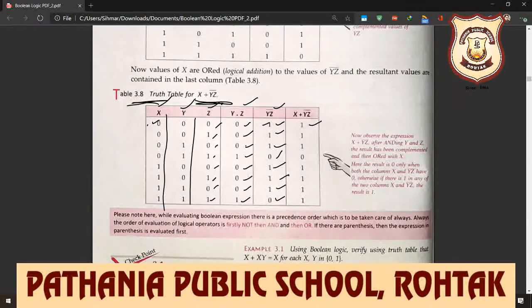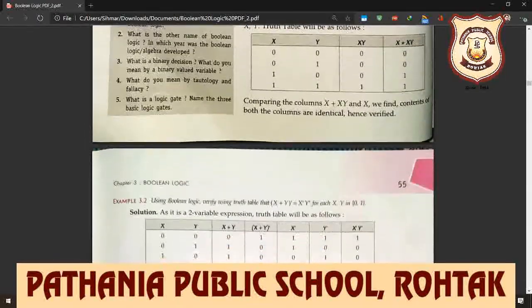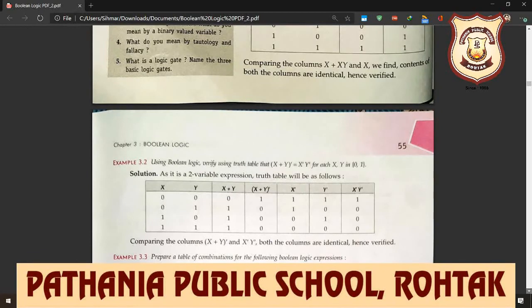0 plus 1 is equal to 1, 0 plus 1 again 1, 1 plus 0 is 1, 0 plus 0 is 0, 1 plus 1 is 1, 1 plus 1 again 1, 1 plus 1 again 1, and 1 plus 0 is equal to 0. So this is your truth table. And after that we learn how to prove these truth tables.